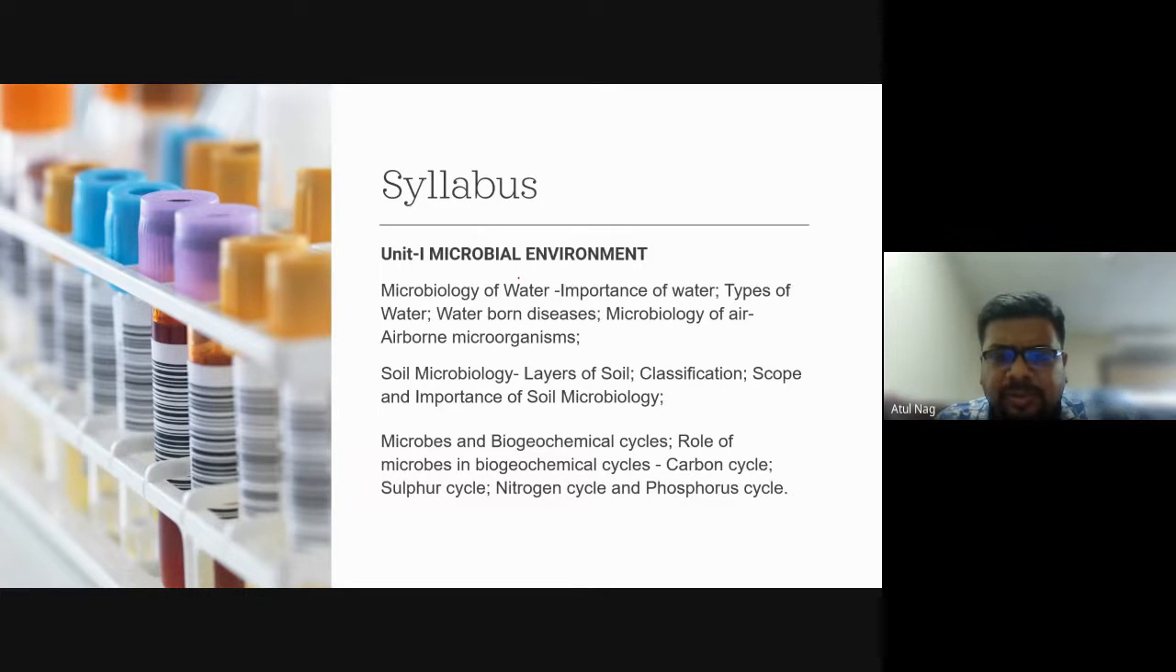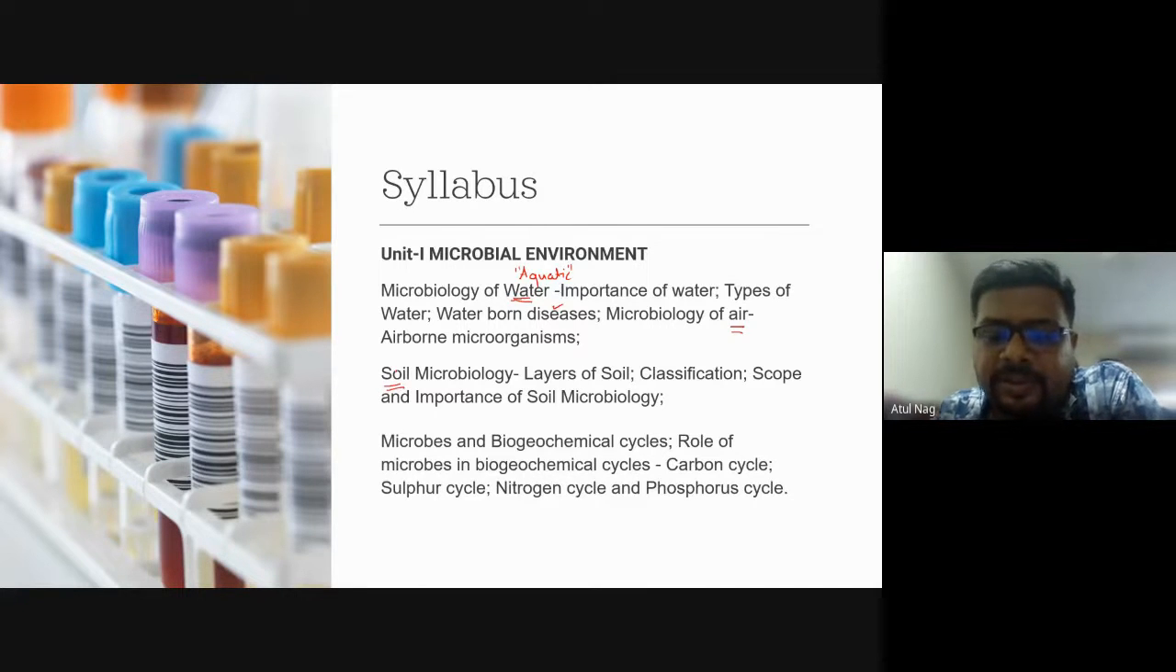Another word we use is aquatic. So we will see what all organisms, microorganisms exist in the aquatic environment, and we'll talk about some of the diseases caused by them. After water comes air. Okay. So what organisms occur in the air and what could be used for our purpose. Then the most important resource is soil.